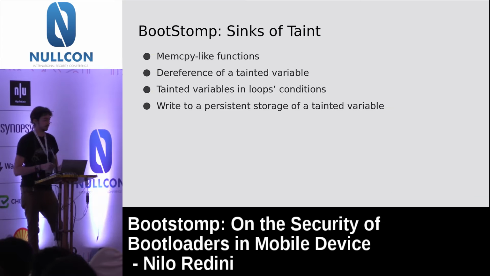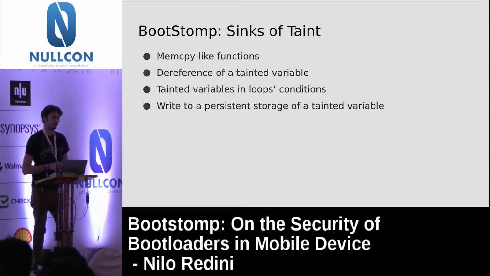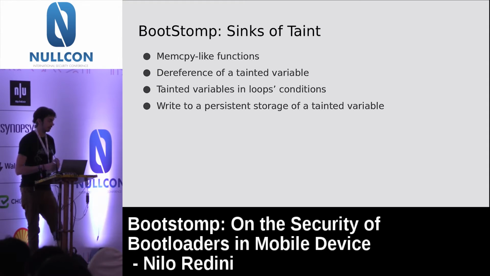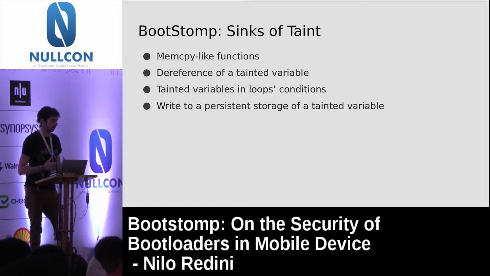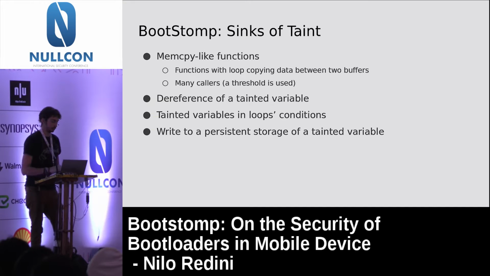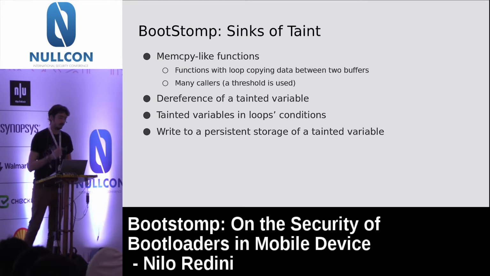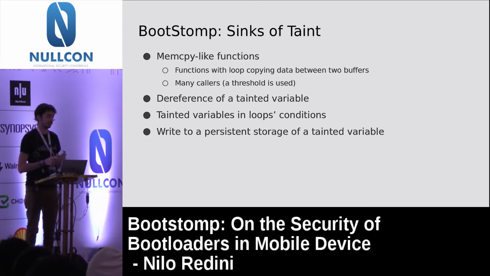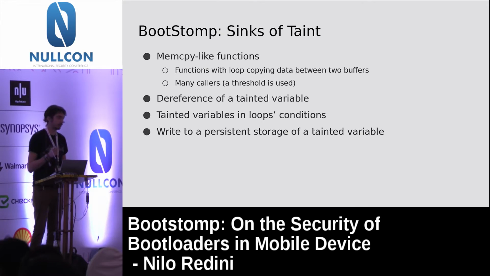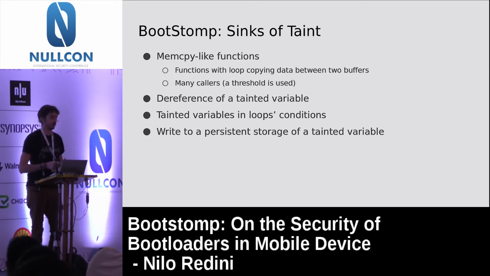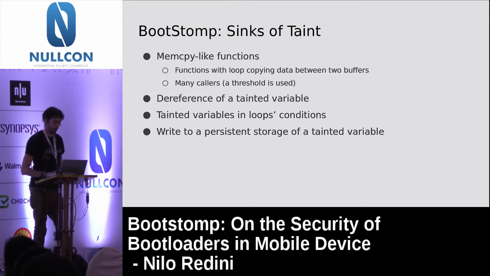In order to do this, we defined 4 different sinks of taint. We defined as a sink of taint memcopy-like functions. As I said before, we can't really rely on function names because there are no real libraries. So BootStomp has to understand whether a function is a memcopy-like function. To do this, we use heuristics. First, we look for functions which have a loop where some data is copied from some source buffer to some destination buffer. And a memcopy-like function has to have many callers. We use a threshold for this.